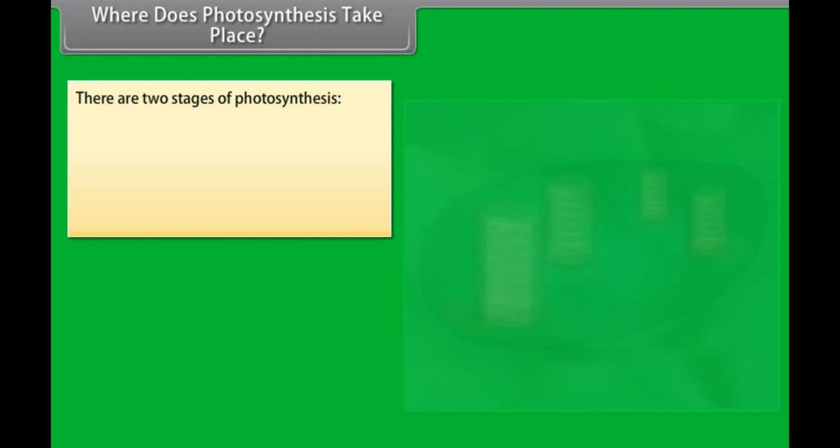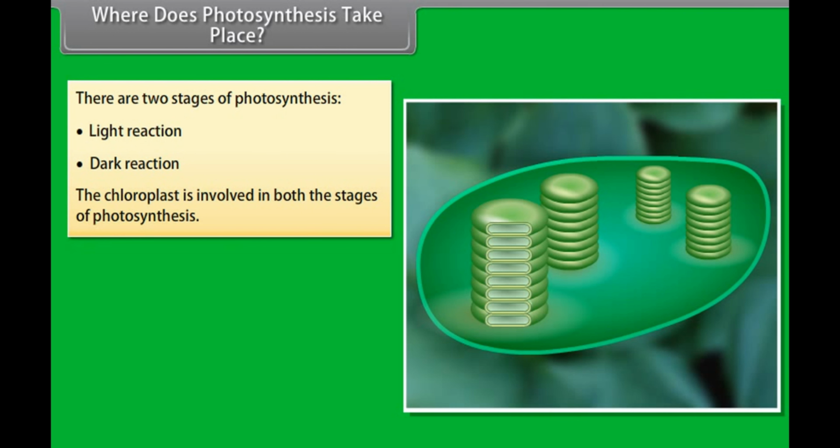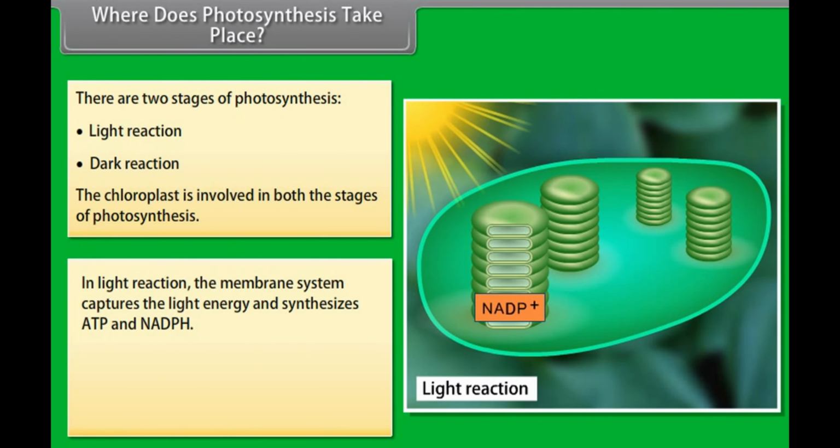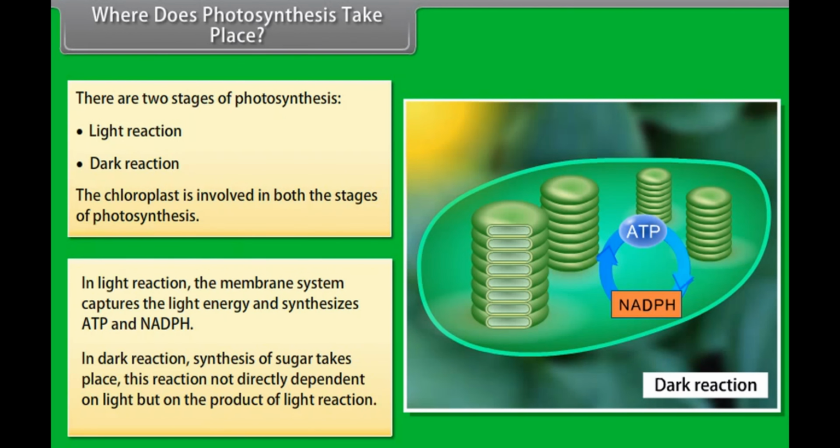There are 2 stages of photosynthesis. The first stage is light reaction and the second stage is dark reaction. The chloroplast is involved in both stages of photosynthesis. In light reaction, the membrane system captures the light energy and synthesizes ATP and NADPH. Whereas in dark reaction, synthesis of sugar takes place. This reaction is not directly dependent on light, but on the products of light reaction.